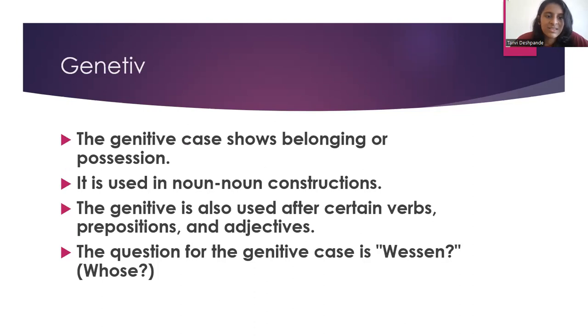And the last one is Genitiv. You can just note this down. In the next video, we are going to see Genitiv in more detail. Genitiv shows belonging or possession, and it is used in noun to noun constructions. Genitiv is also used for certain verbs, prepositions and adjectives. We are going to see what they are in our next video. And the question for Genitiv is wessen. When you ask the question wessen, you get the answer in the Genitiv case.